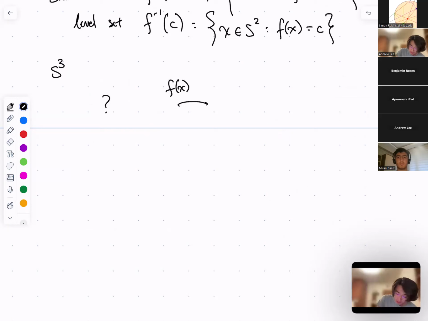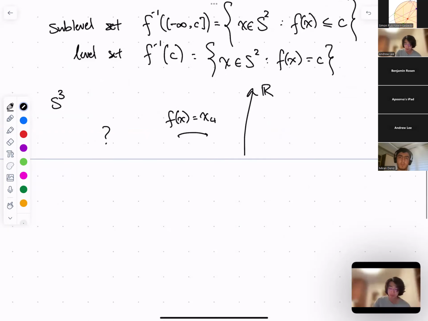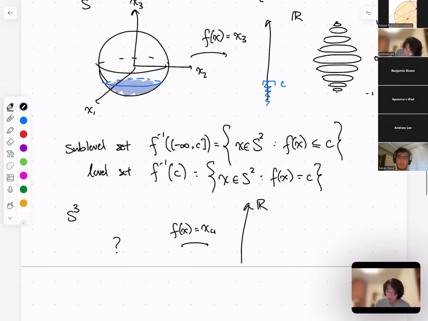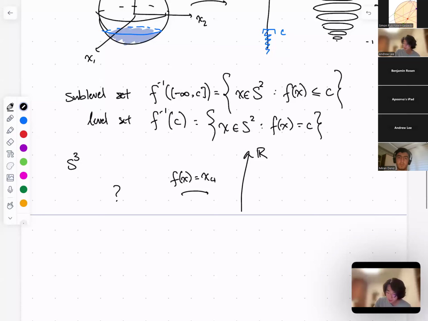So in this situation, instead of x3, I'm going to take x4, the fourth coordinate. And I have the same function to R. Now I can't do the same thing where I draw S3 and R4 because I can't visualize R4. But nevertheless, I can do a similar thing as I did on the right, looking at level sets. And so similarly at -1, I start with a point.